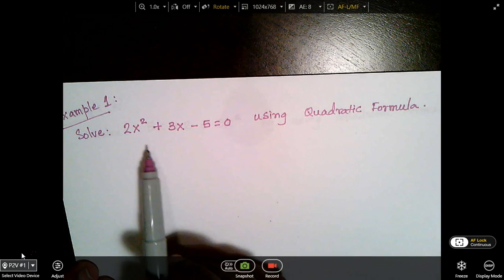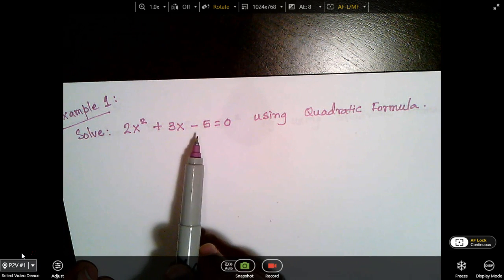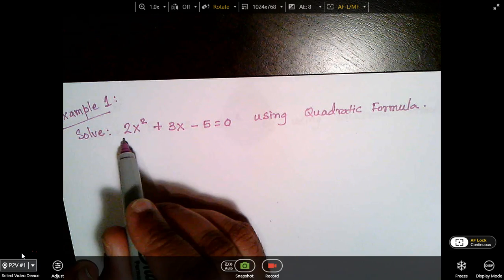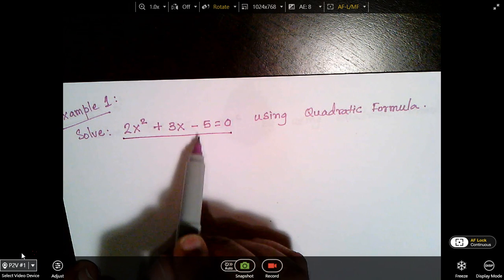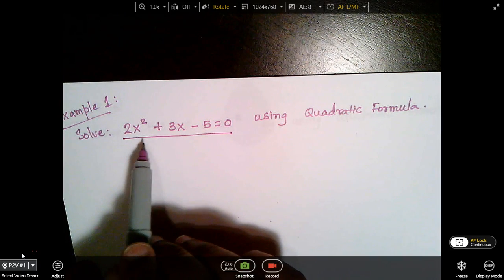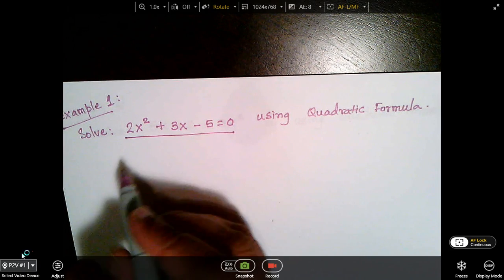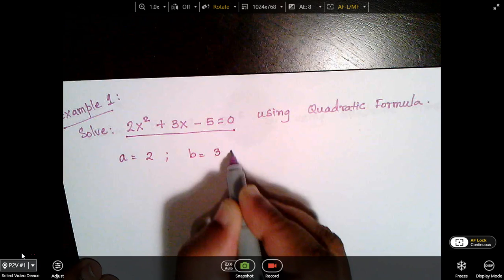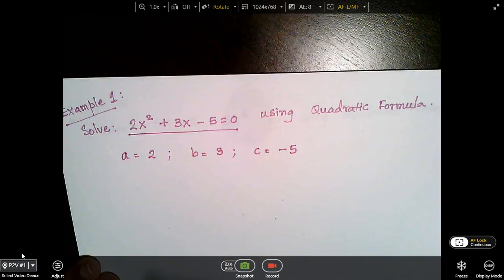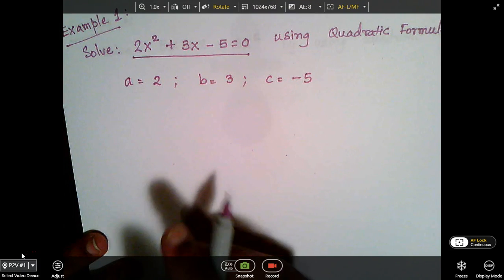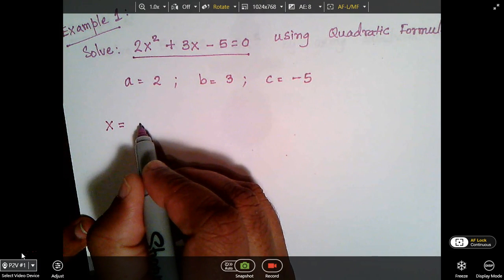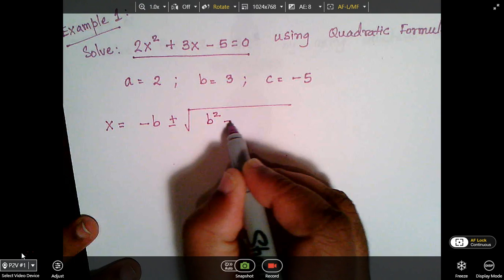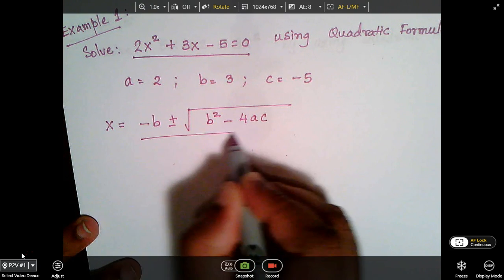So I'm given this equation, 2x squared plus 3x minus 5 equal to 0, using quadratic formula. When I look at my equation, it is already written in standard form. If things are jumbled up, you need to write it in this form, ax squared plus bx plus c equal to 0. Now I know a is 2, b is 3, and c is negative 5, right? So all I do is take that and plug it into my formula. My formula is x equal to negative b plus or minus square root of b squared minus 4ac all over 2a.